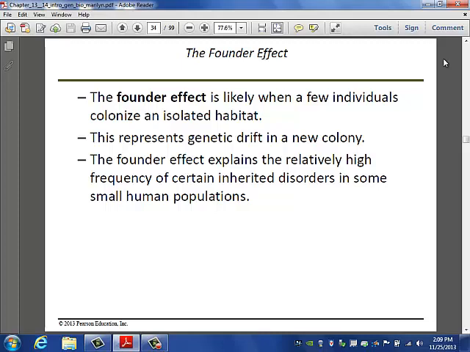The founder effect also explains the relatively high frequency of certain inherited disorders. So if the people or the animals or the bugs in that small population have a certain genetic abnormality or disorder, that's going to be enhanced in the population due to the founder's effect. Does that make sense? But only in those little groups.